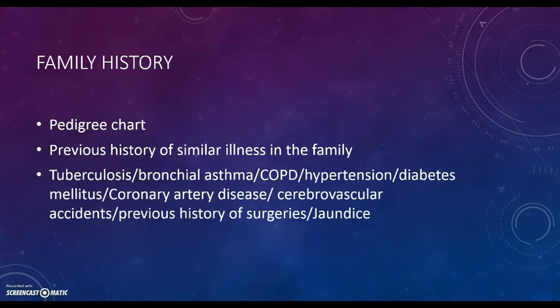Previous history of similar illness in the family comes next. Then again comes the long list of tuberculosis, bronchial asthma, chronic obstructive pulmonary disease, hypertension, diabetes mellitus, coronary artery disease, cerebrovascular accidents, previous history of surgeries, and jaundice in the family. And mark these against the corresponding individuals in the pedigree chart. If you find any aberration in the family, for example, elder sister not married, look for a cause.